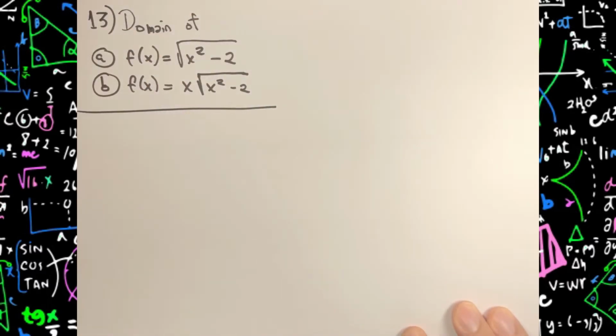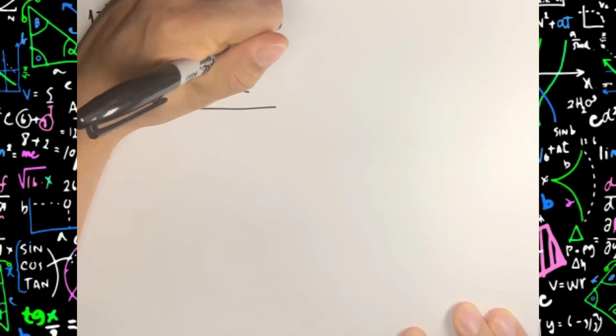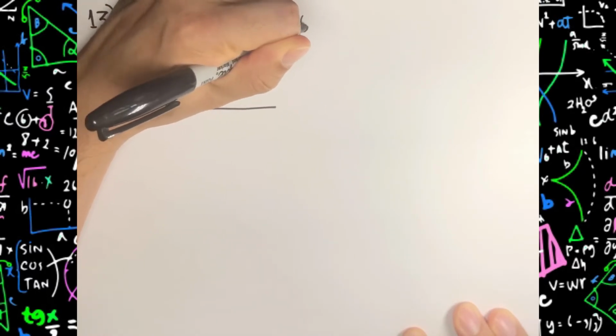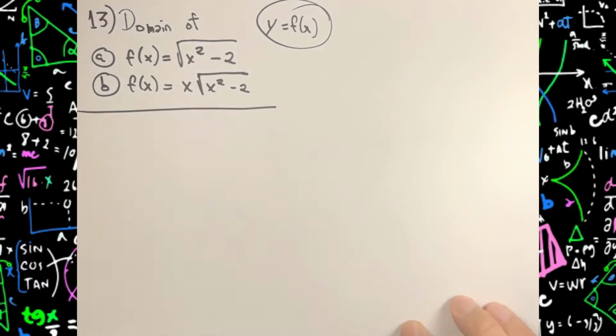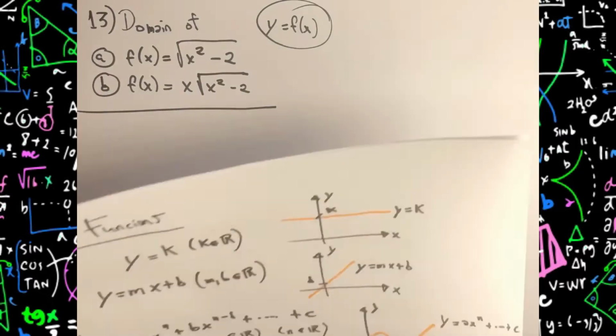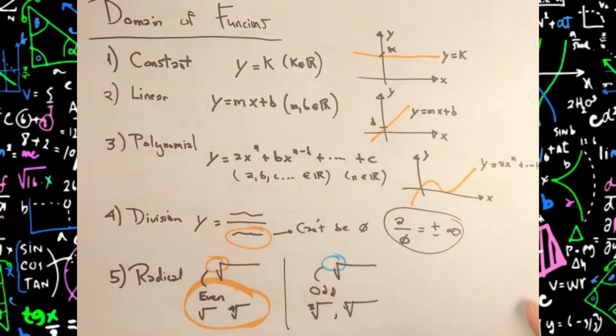Before moving forward, I want to clarify that throughout the series, I'm going to be using y equals f of x interchangeably. They are absolutely the same. So just for clarification. Having that said, let's move on to our table of functions.